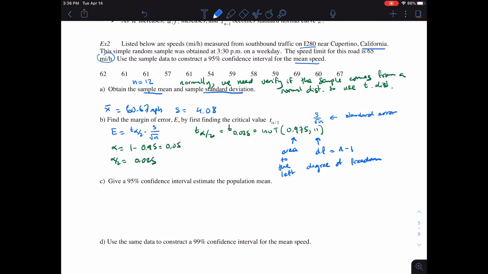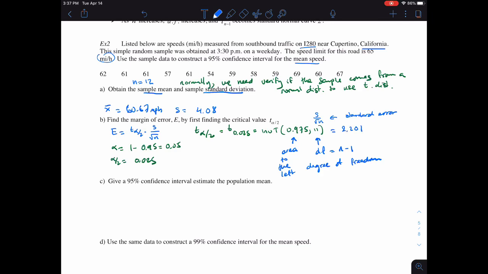To find the critical value t of 0.025, that means the area to the right is 2.5%. That means the area to the left of this t curve is 97.5%. And because the t distribution consists of small sample sizes, the sample mean and sample standard deviation always depend on the sample size. So the degrees of freedom act in that sense: if you have n values, then n minus 1 of those values are freely chosen, and the last one is dependent. So that's where the n minus 1 comes from. If you punch it in your calculator, you get the critical value 2.201.